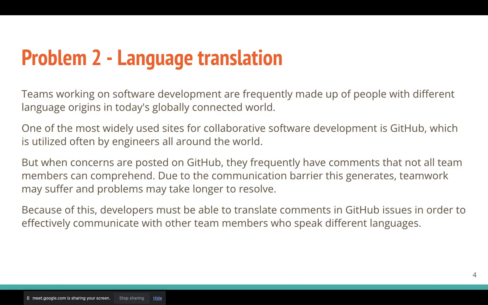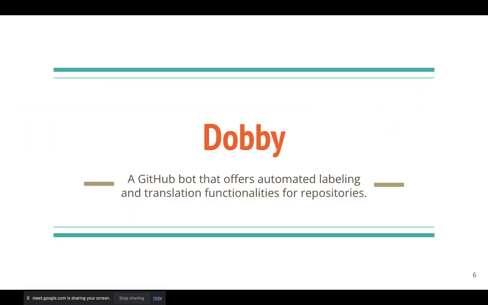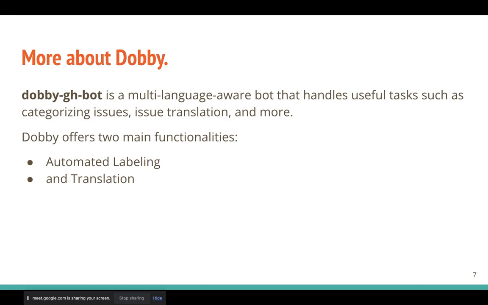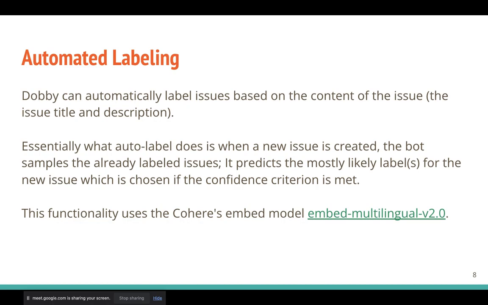application. So we have a solution called Dobby, which is a GitHub bot that offers automated labeling and translation functionalities for repositories. You can find the GitHub application when you type Dobby GH bot, and you'll be able to find it in the GitHub apps. So first one is auto labeling. Dobby gives you the ability to automatically label issues when they are created. So the moment an issue is created, it uses the title of the issue and the description of the issue to create a label, to attach a label to it.